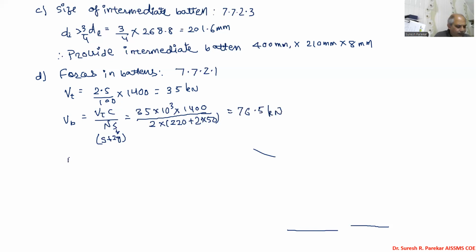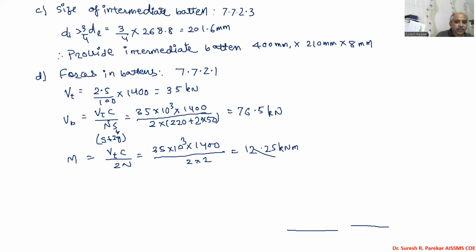Now we can find M, and we have VT C upon 2N. VT we have 35 into 10 raised to 3, C we have 1400, 2 into 2, and this will give us 12.25 kilonewton meter.